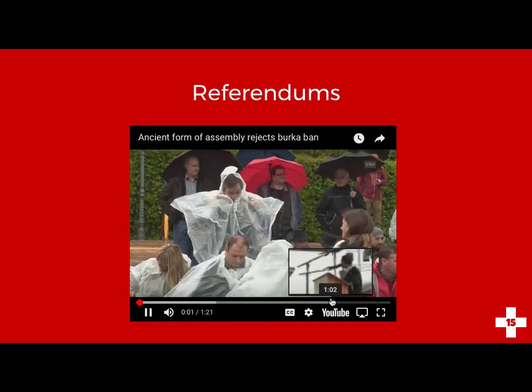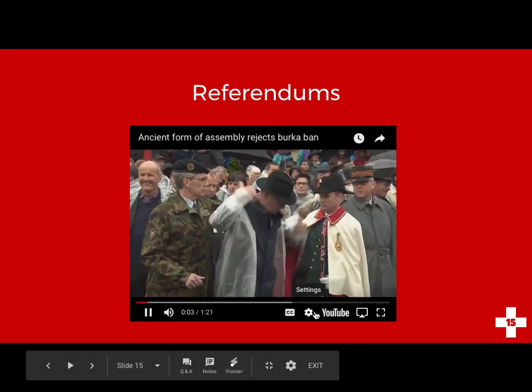This is one. Verhüllt haben sich an diesem Sonntag neben Bundesrat Guy Parmelin einige zum Schutz.